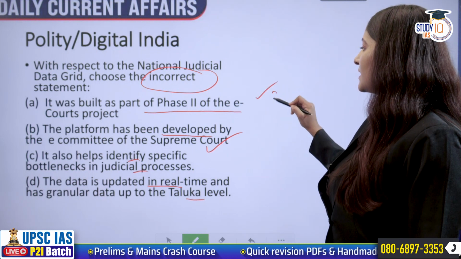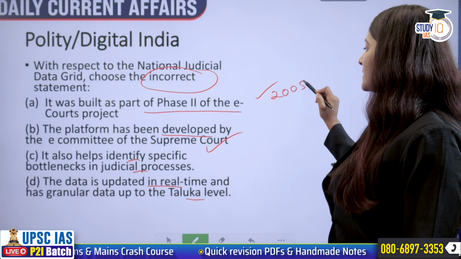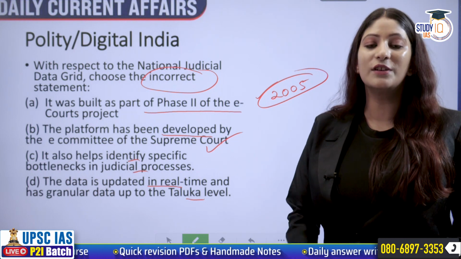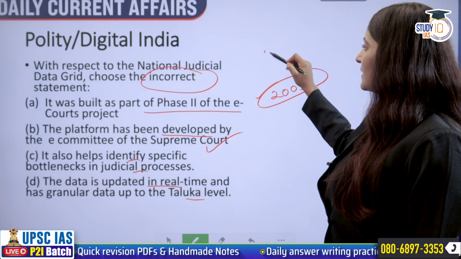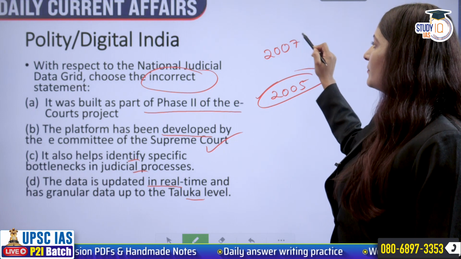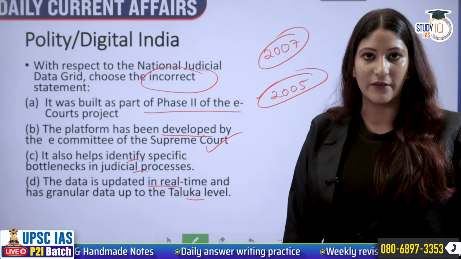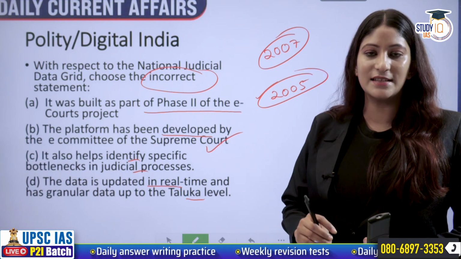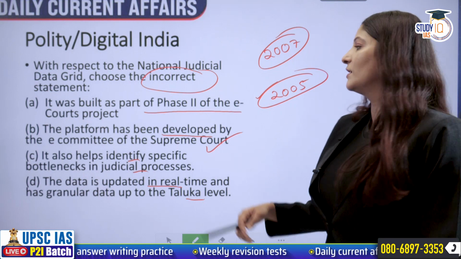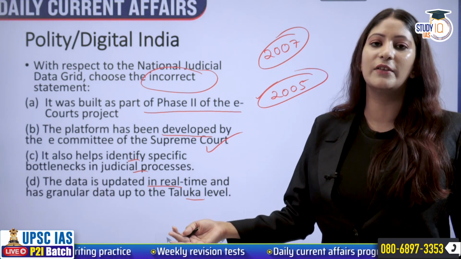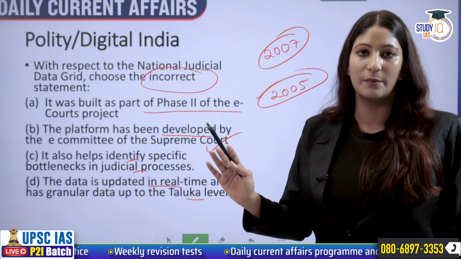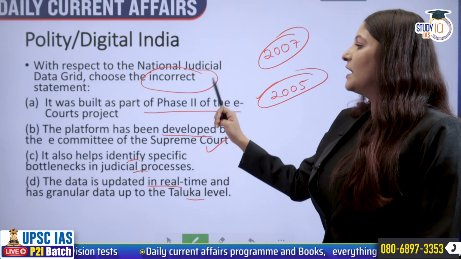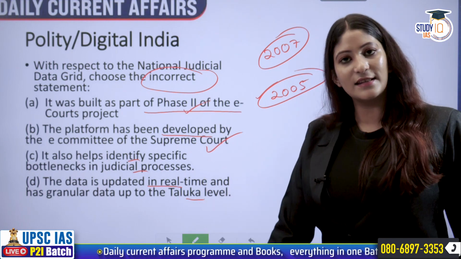The e-courts project is a scheme of the government that was conceptualized in 2005, and this was to give a boost to digitization. The implementation of the first phase was in 2007. So please do not get confused between when it was conceptualized and when the first phase came into being. The third phase has been given an allocation of thousands of crores of rupees so that it can also become operational. It was built as a part of phase 2, yes, of the e-courts project.